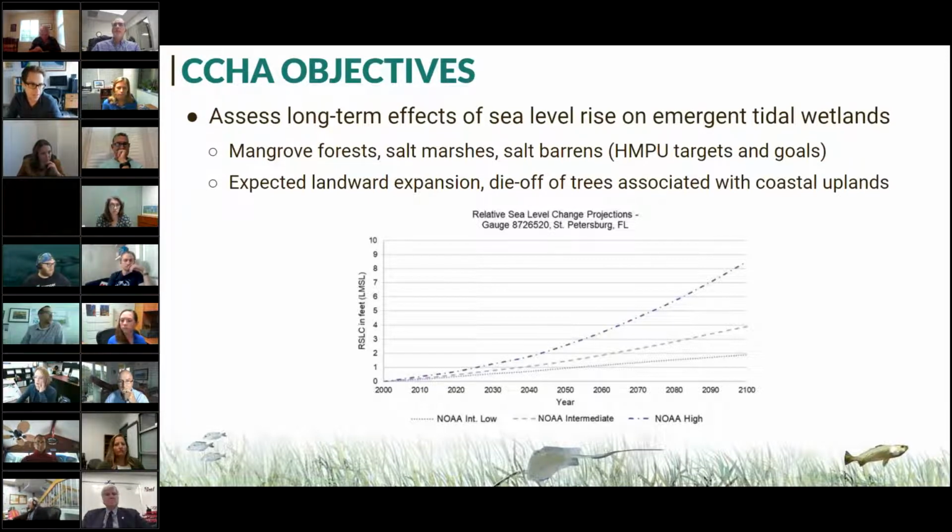So we're expecting habitats like mangroves to shift higher in elevation, and we might see on the other end loss of coastal uplands as a result. And so that's sort of the expectation. We're doing these surveys every couple of years and tracking these changes over the next 50 years or so.